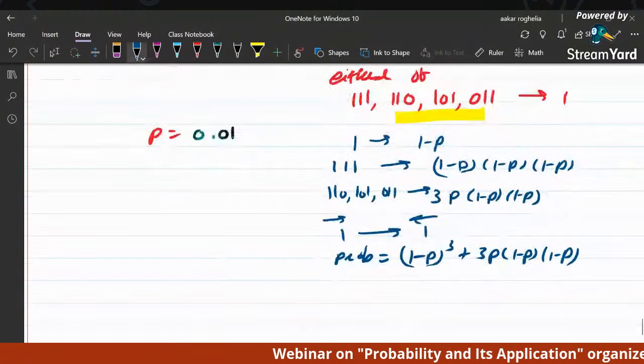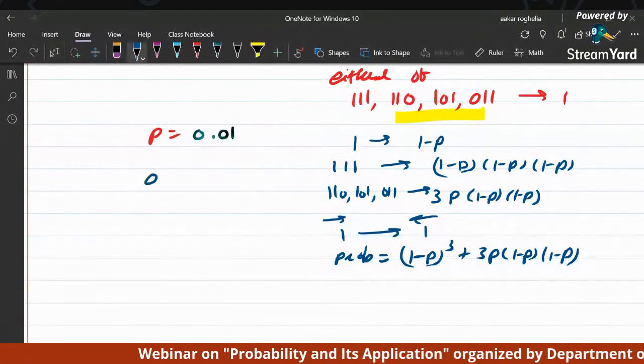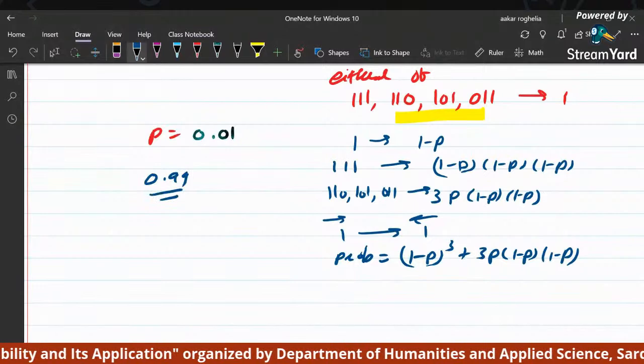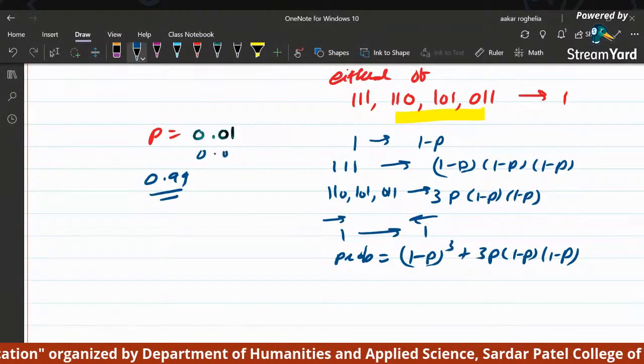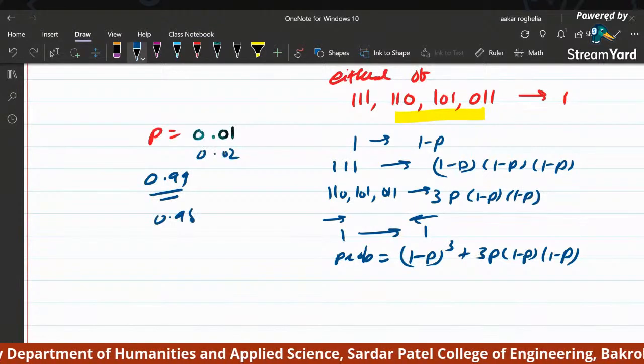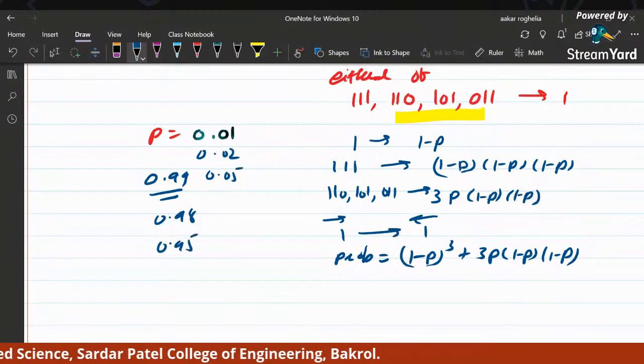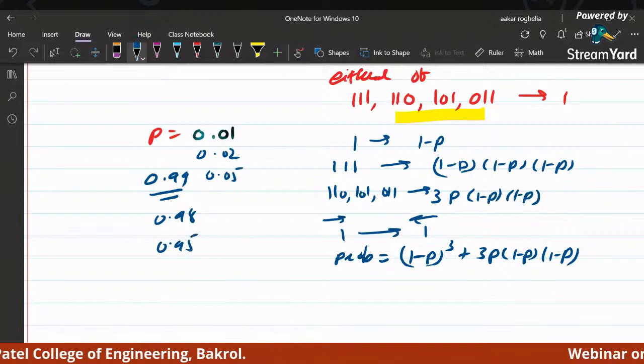Now here, the probability of getting the correct answer is 0.99. If I put p equal to 0.02, the correct answer is 0.98. If it is 0.05, the correct chances are 0.95, that is 95%.